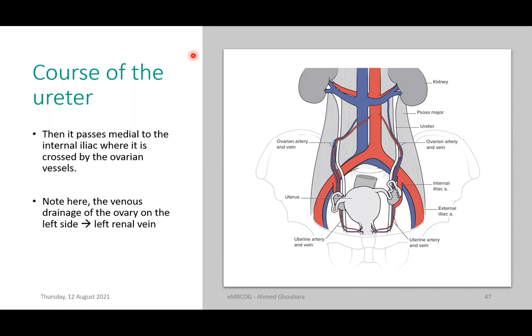The blue are colors of the veins. So do you notice any difference between the left side of the body and right side of the body for the drainage of the ovary? Quickly, guys, please. It's obvious. Right side, yeah, perfect. So right side drains all the way to the inferior vena cava, left side drains to the left renal vein. Perfect. Left renal vein. Good. Thank you.